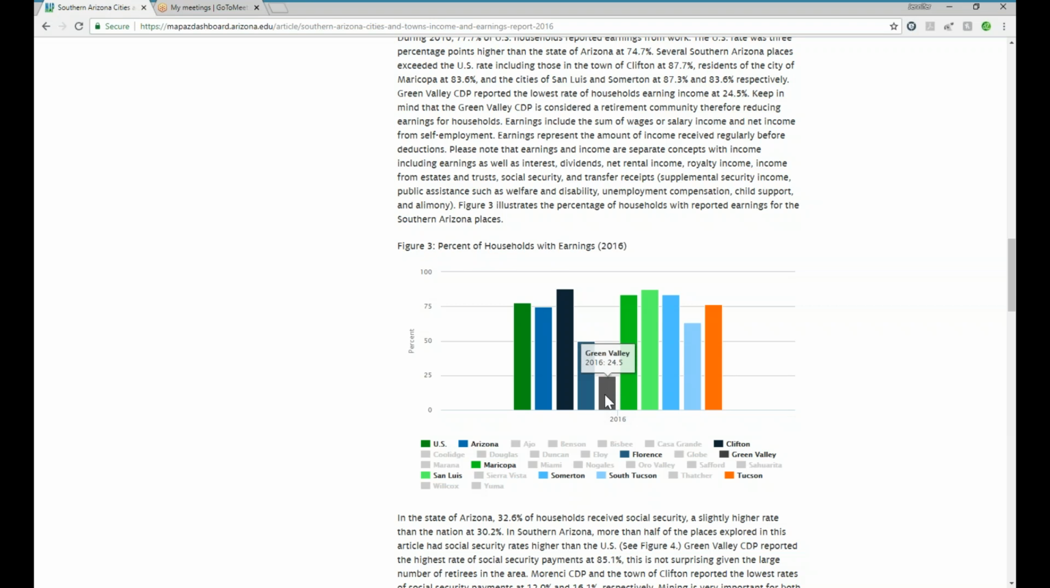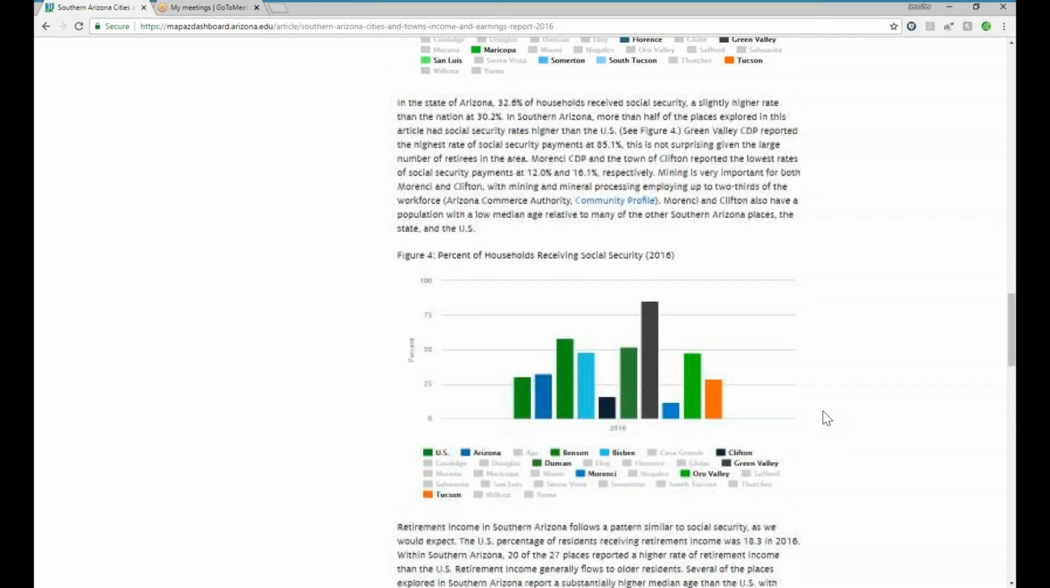So what we'll see later when we start to look at retirement income and Social Security payments is that Green Valley has a large percentage of those types of payments compared to earnings. And the city of Tucson here is just under 77%, so a little bit higher than the state and just below the U.S.